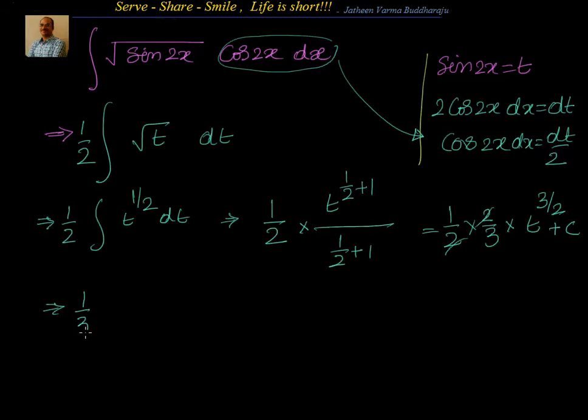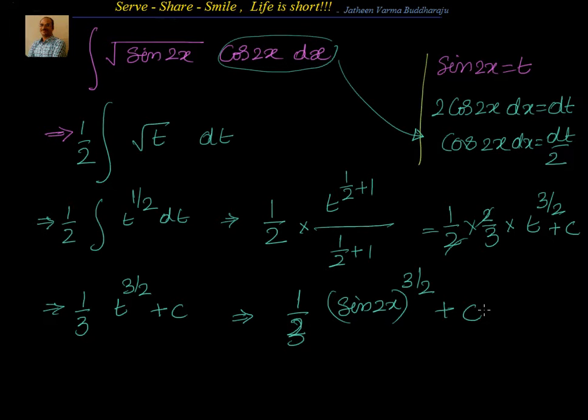2 cancels, you will have 1 by 3 t power 3 by 2 plus c. But the t we have taken is sine 2x, so it will become 1 by 3 (sine 2x) whole to the power of 3 by 2 plus c. So our answer will be 1 by 3 (sine 2x) whole to the power of 3 by 2 plus c. So the most important thing is to identify the functions. Once you are able to identify that, then the remaining becomes pretty easy. One more.